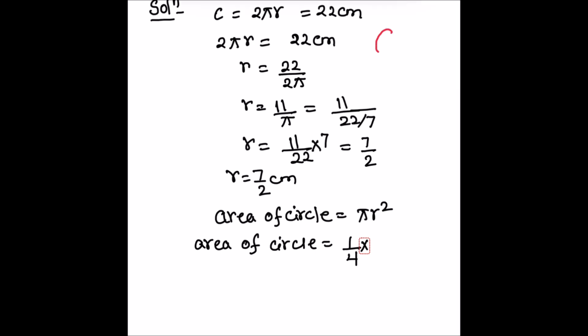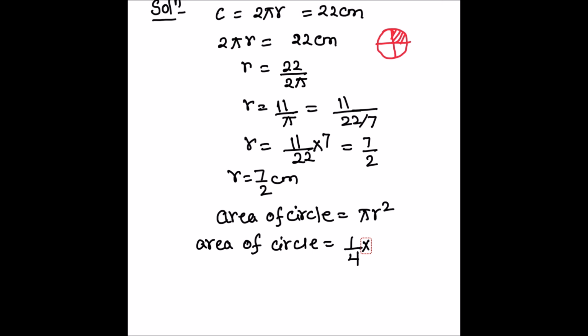So here we have a circle, and one quadrant is this much part of the circle, which is 1/4 the area of the circle. So that will be 1/4 times pi r square. And we have already calculated the value of r as 7 upon 2. So we'll just put the value of r. So that's 1/4 times pi times 7 upon 2 whole square.